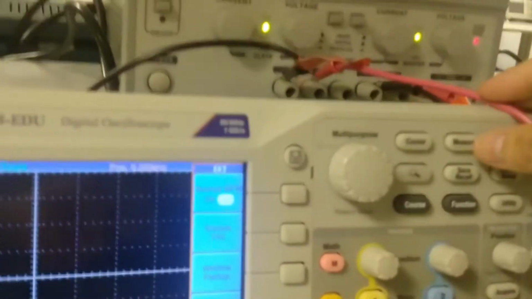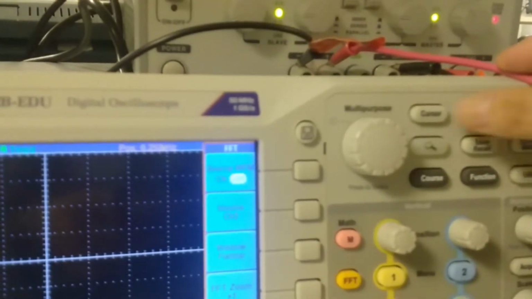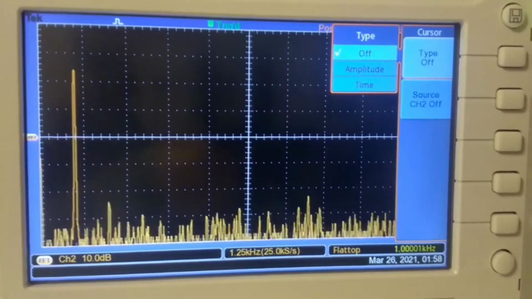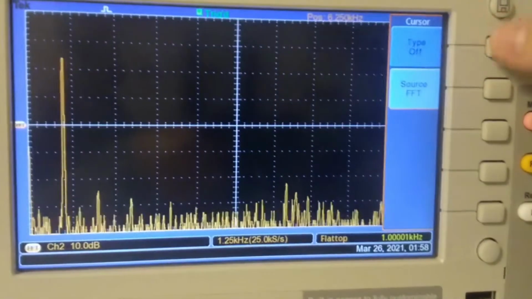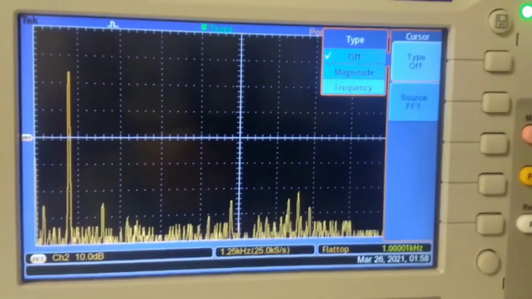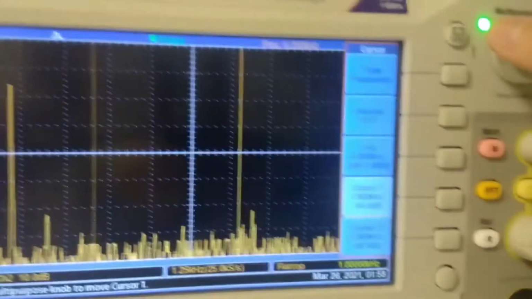Use the cursor pattern to measure the frequency and also the amplitude in the frequency domain. You need to select the FFT, and the type is either frequency or magnitude, depending on what you want.